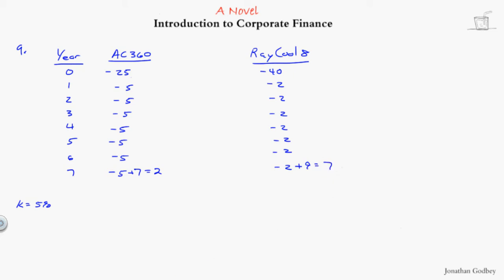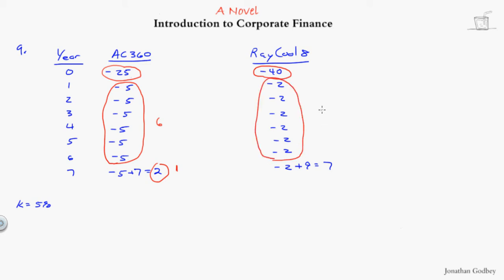So $7,000. So for the AC360, this is cash flow 0, and this is cash flow 1. It happens 6 times. This is cash flow 2, happens once. Make sure you put in the negative 25, negative 5,000, and positive 2,000. For the Raycool, this is cash flow 0. This is cash flow 1. It happens 6 times. This is cash flow 2. It happens once. Once again, look on page 183 if you need to. Make sure this is minus 40,000, minus 2,000, plus 7,000.